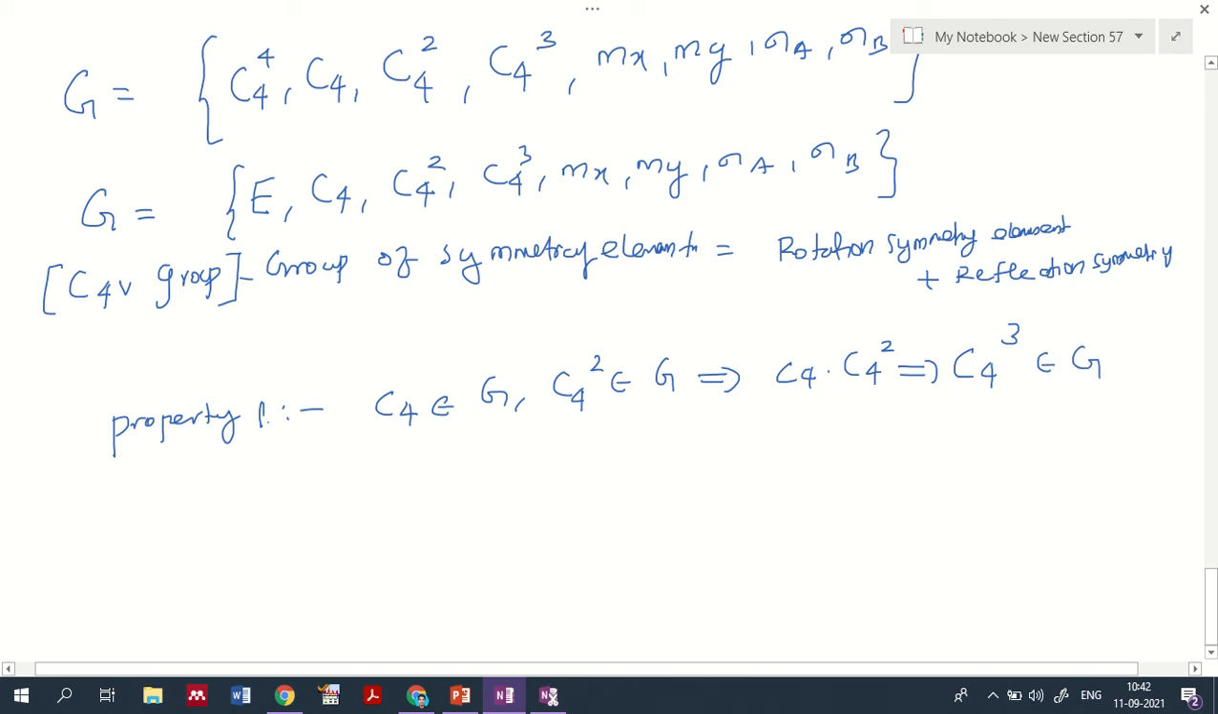In a similar fashion, we can also check a case like this. Let me say that C4, that is a rotation by 90 degrees, is an element of group G. And MY is a reflection on the Y axis, right? So this is also an element of group G. Now if I execute C4MY, what does C4MY mean? What will be the resultant value? Tell me now. C4MY, what will be the resultant?